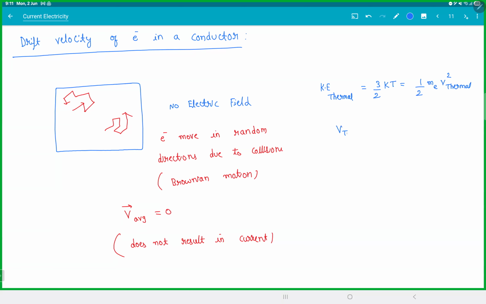If you calculate this value, it again depends on the temperature and other stuff, but it will be in the range of around 10 power 5 to 10 power 6 meters per second. Pretty fast. You're talking in the range of 100 to 1000 kilometers per second. And these things are going so fast, but they won't create any current because they're just randomly moving around.